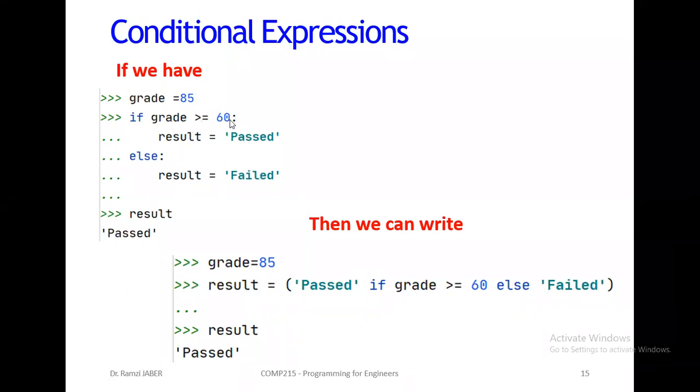So if grade is bigger than 60, the result will be passed. The same here, the output of the true part. Here, the result equals passed if grade is bigger than 60, else the result equals failed for the false part. This is for the true part: if condition, nothing, else, nothing, and the name failed.